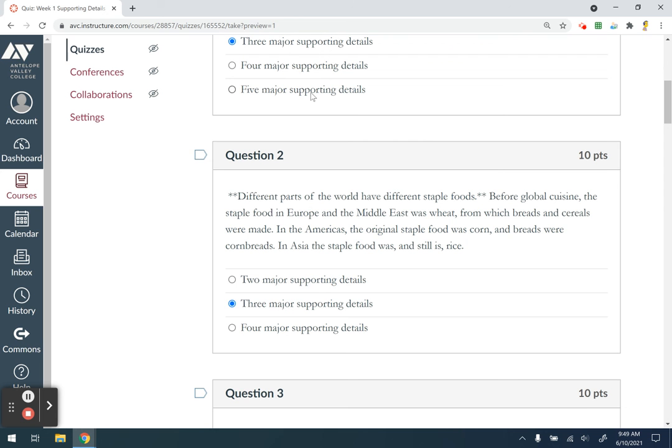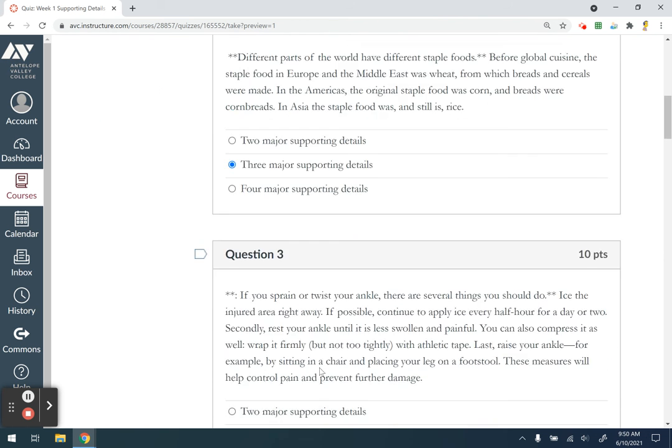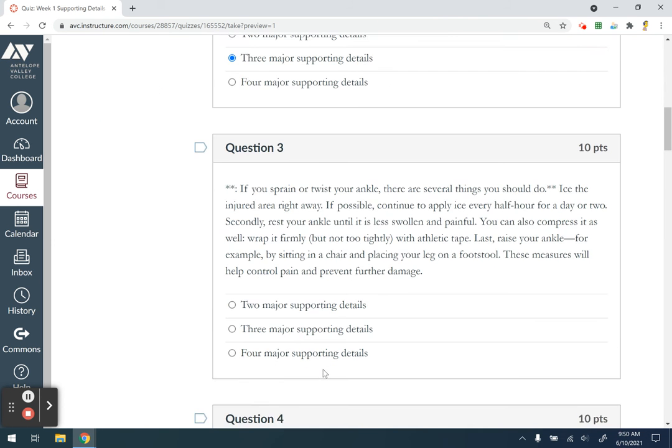So again, they use transitions. In this case, we knew it's going to be different parts of the world. So they say the staple food in Europe and Middle East, in the Americas, and in Asia. So there are 3 major supporting details. Let's look at number 4. Actually, let's go to 3.